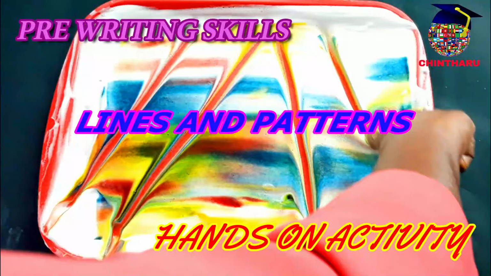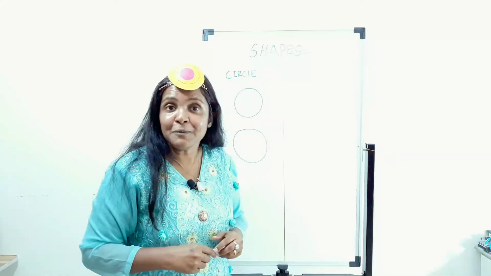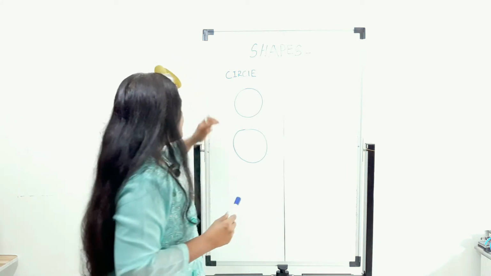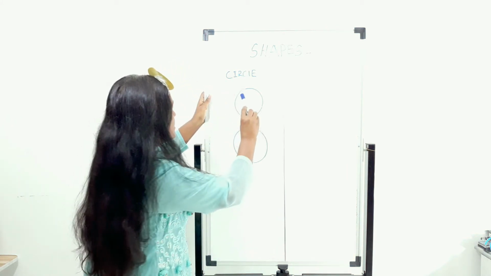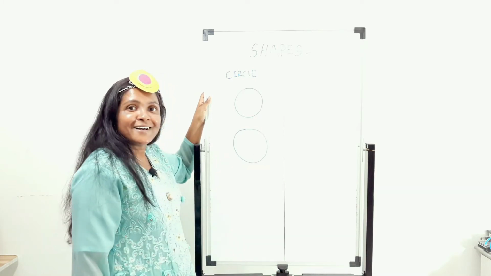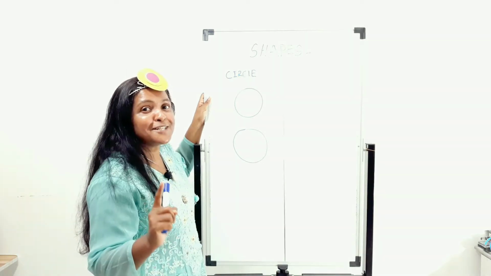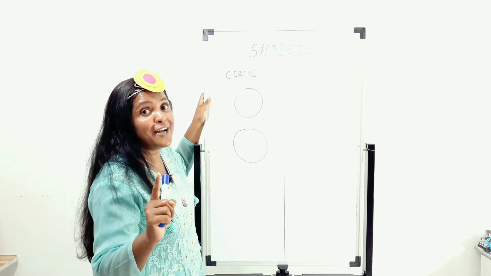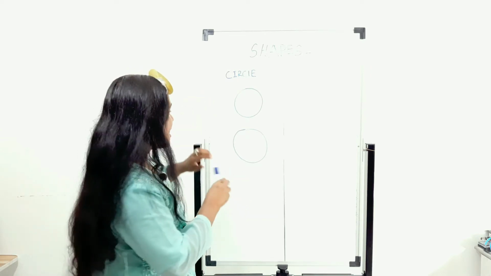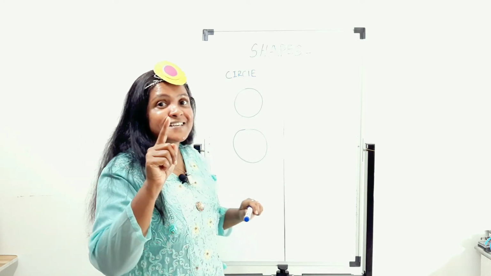Did you watch my last video all about pre-writing skills? If you didn't watch it, please watch it before starting to learn circle. Clear? This way or this way. One more time. Take your index finger and get ready. You can do air tracing with me. One more time.